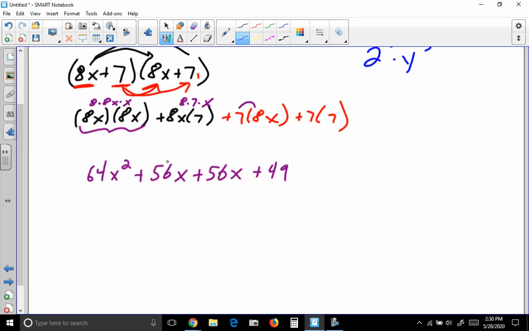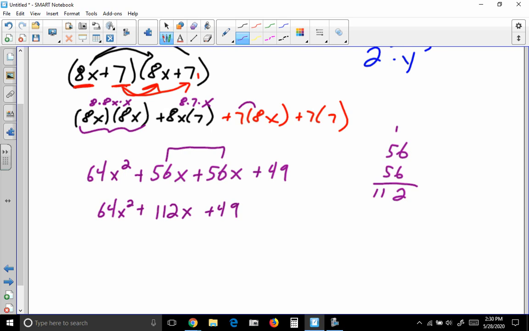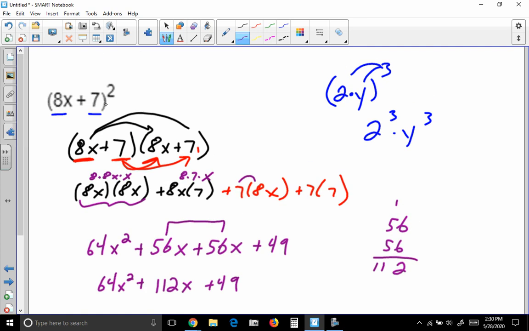The like terms that we have are the middle two, so if we combine those, we add their coefficients. So when we add those we get 112, so that's how many x's there are. So we have a total of 64x squared, 112 x's, and then 49. So the biggest thing here, don't try to do the shortcut. Don't try to do 8x squared plus 7 squared. It does contain that, but it also contains more. So we have to be careful there.